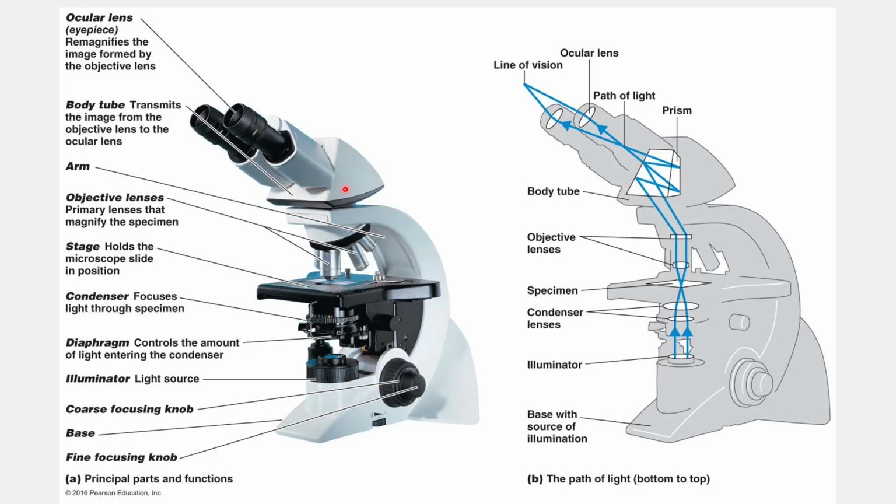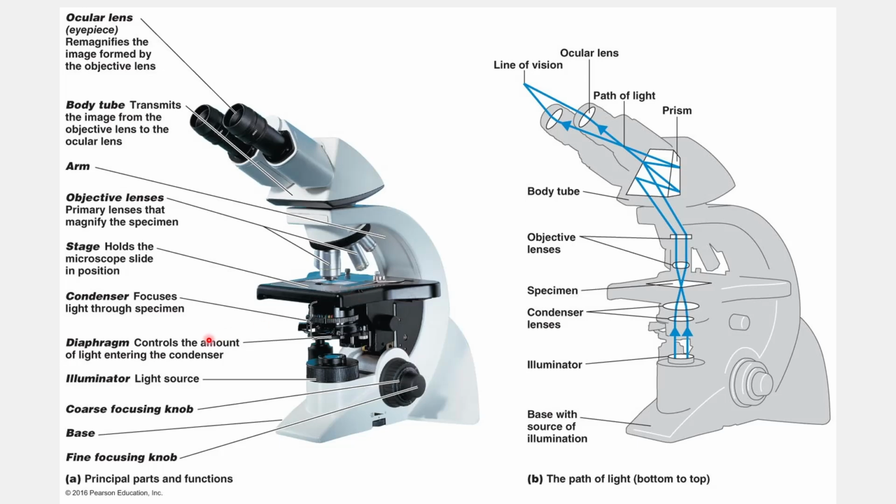The body tube is what transmits the light up from the light source through the objective lens, through the body tube, and then through the ocular lens, where it finally reaches your eye, and you get a magnified image of whatever is sitting here on your microscope stage, which is the black platform where you place the microscope slide. Along the way, the light will pass through a few other components of the microscope.